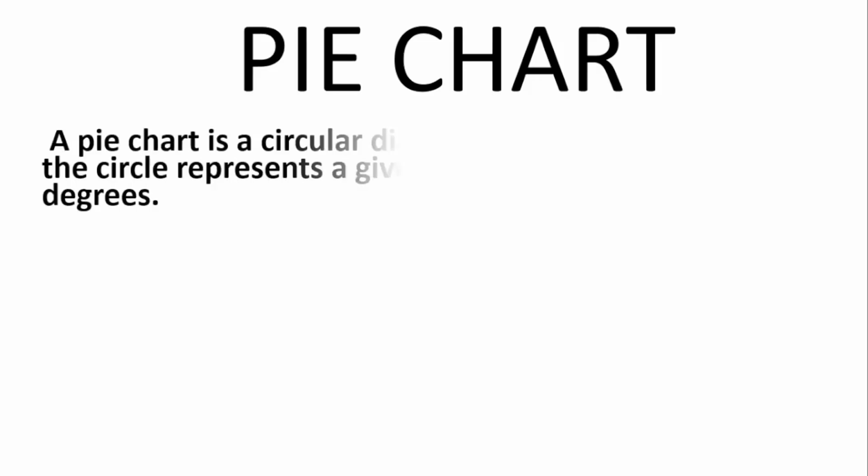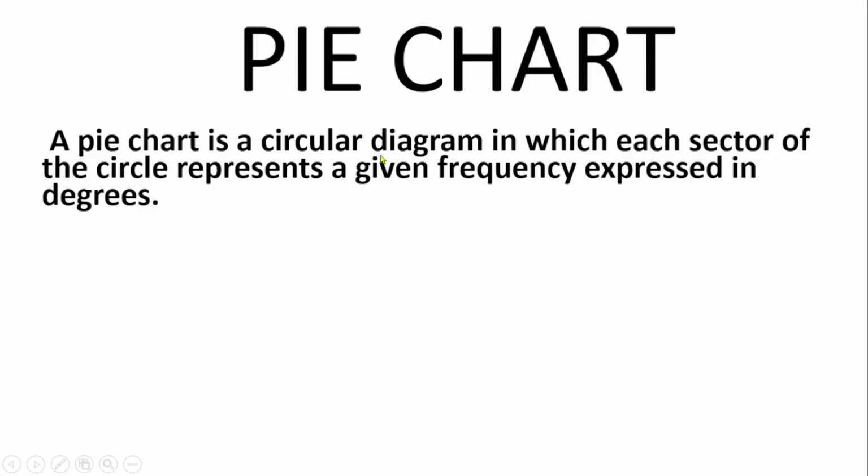So what is a pie chart? What is a pie chart? That's the question. A pie chart is a circular diagram in which each sector of the circle represents a given frequency expressed in degrees.